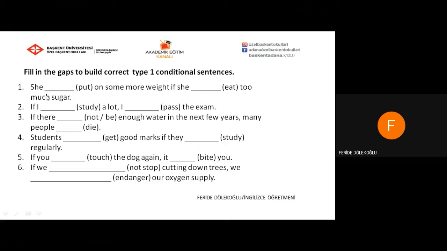Let's start with the first one. Here, the sentence starts with the main clause. So, I will use will here. And then, in the if clause part, I will use present simple. She will put on some more weight if she eats too much sugar.